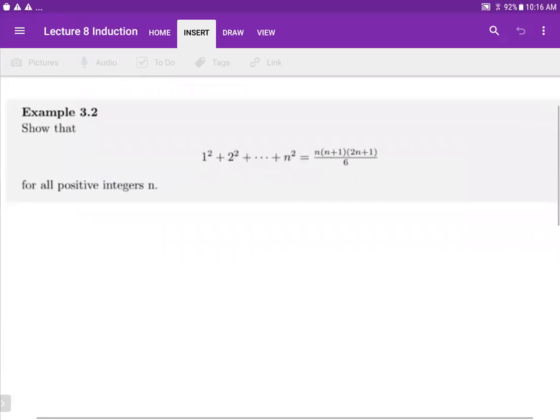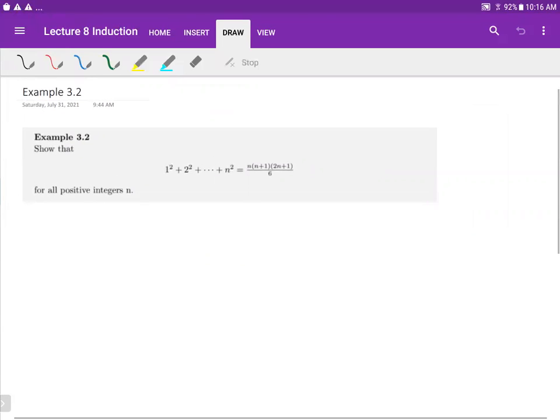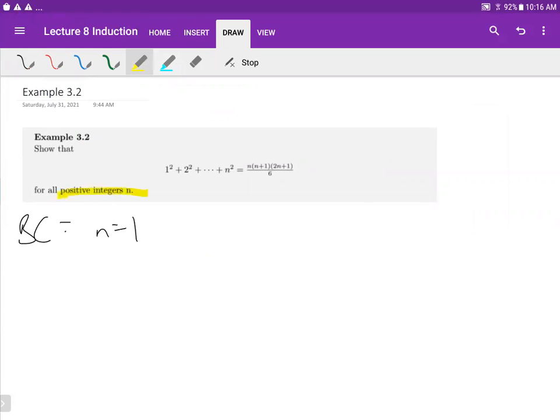It says, show that the sum of the squares, 1 squared plus 2 squared all the way to n squared, is equal to n times n plus 1 times 2n plus 1 all over 6. Once again, we want to start with the base case. The base case would be n equals 1, because it's positive integers. If it said all non-negative integers, you might want to start from 0, because you would have to prove from 0 through n rather than 1 through infinity.